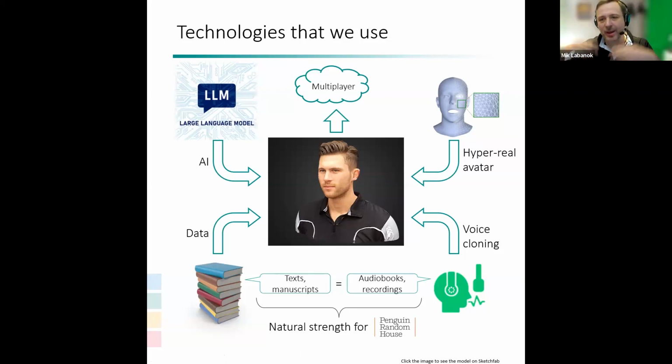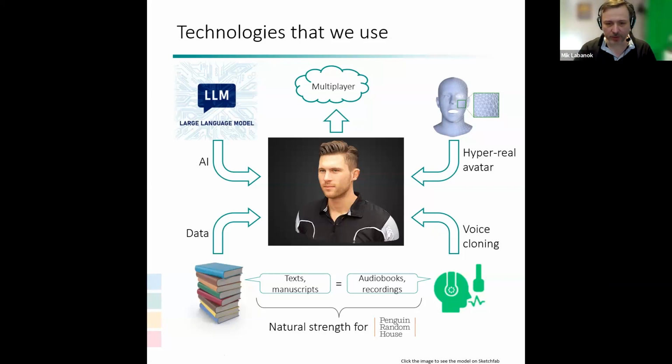Then we take some kind of an avatar, which could range from simplistic avatars all the way to hyper-realistic avatars that replicate every last wrinkle of your face and look very much like an actual live person. And of course, if you're trying to replicate somebody's resemblance, you can do voice cloning, and the voice cloning you do from audio recordings. Now, notice the two of these elements, the data and the voice cloning, come from the type of data that already represents the natural strength for some of the Bertelsmann divisions.